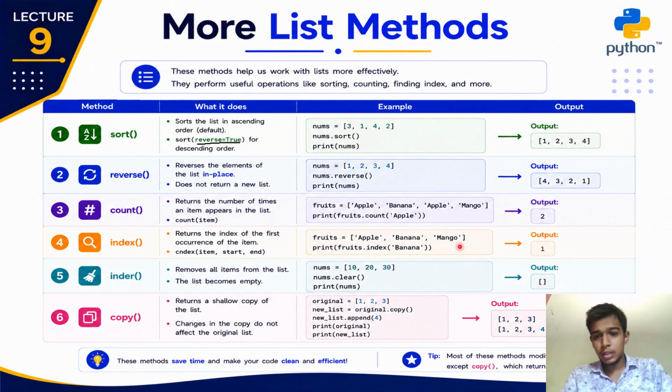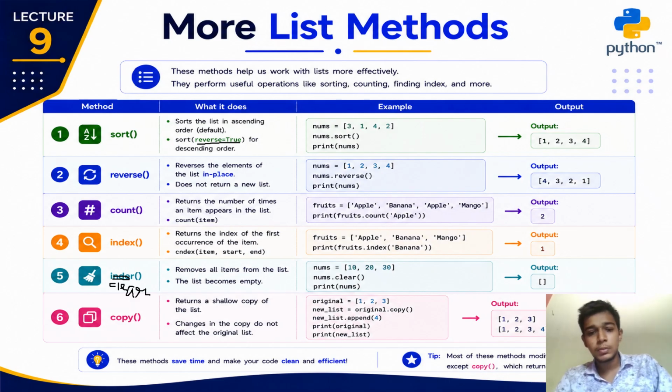If there are only 3 elements, then indexing will be 0, 1 and 2, and if the element does not exist, Python will generate a value error. Now the fifth one is clear. Oh, sorry. By mistake, it's written here Tinder, but it will be clear.